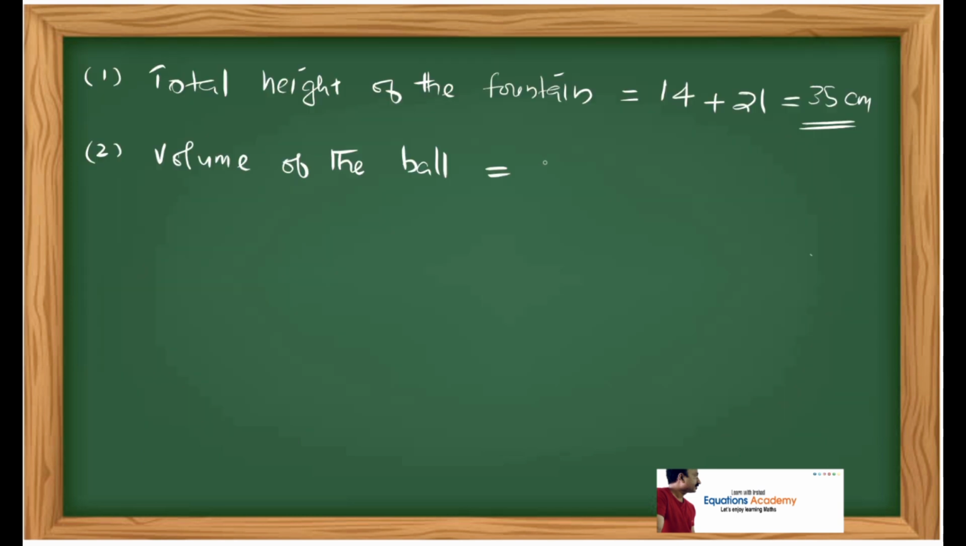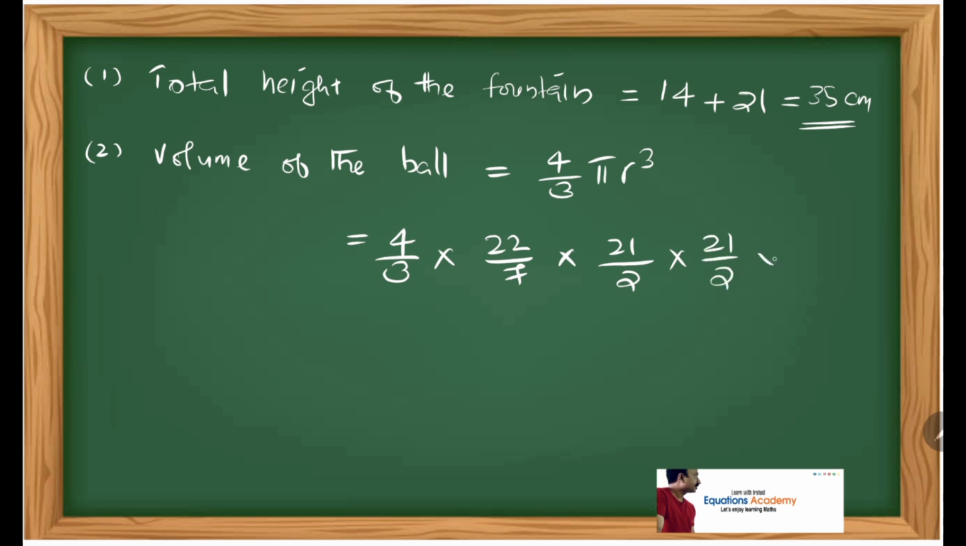Volume of the ball is equal to volume of the sphere. Formula is 4 by 3 pi r cube. That is equal to 4 by 3 into pi, which is 22 divided by 7, into r cube. Diameter is 21, so radius will be 21 by 2. So 21 by 2 into 21 by 2 into 21 by 2.